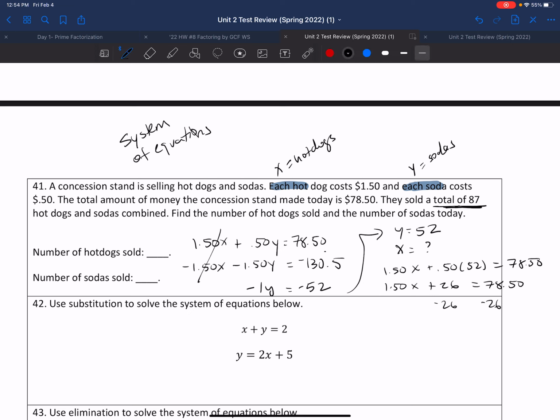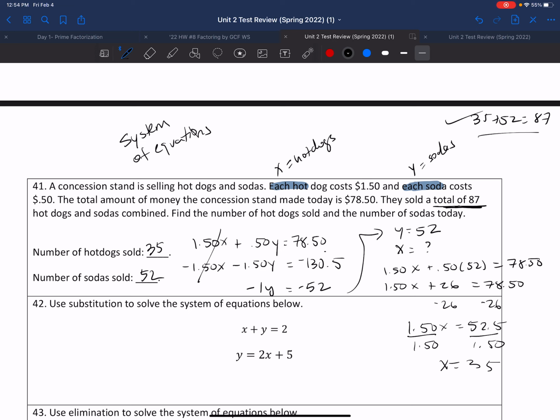So you're left with 78.50 minus 26. And then you divide both sides. So 1.5x is equal to 52.5. Divide both sides by 1.50. So you're left with 35. x is equal to 35. So that means the number of hot dogs sold is 35 and the number of sodas sold is 52. Can we see, 35 plus 52, is that 70 or 87? Oops, 35. Yep, that's 87. Yep, that's correct. There you go.